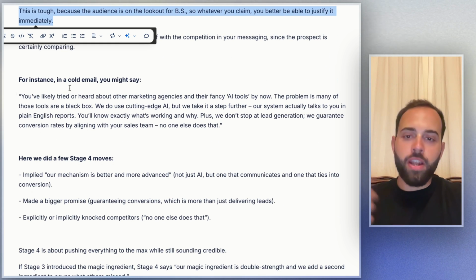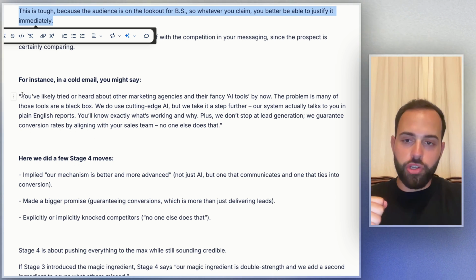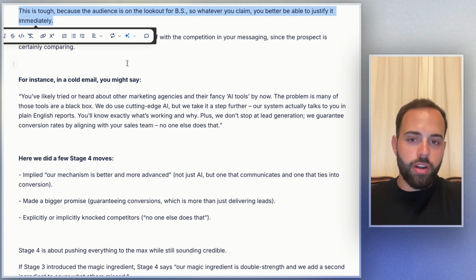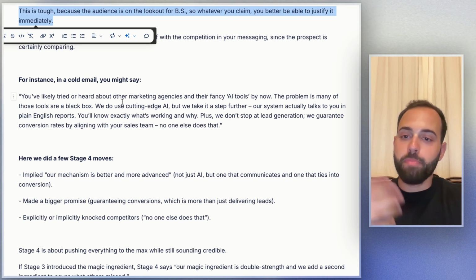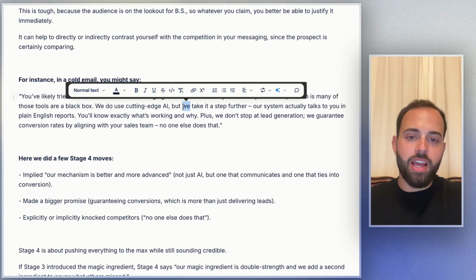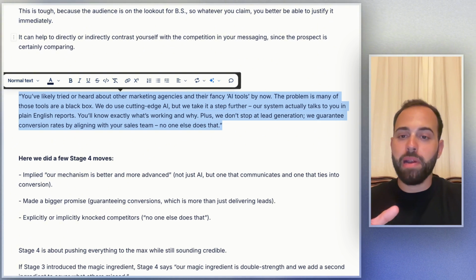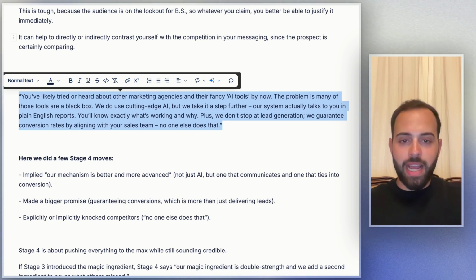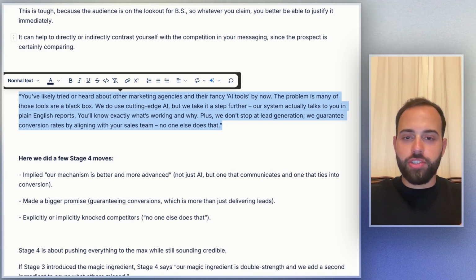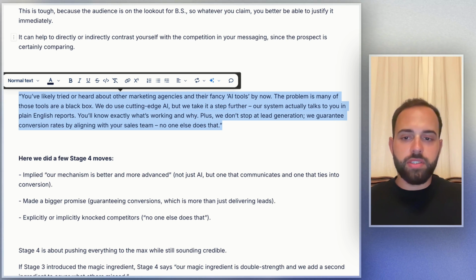So for instance, in a cold email or in a video sales letter or any other marketing channel, this is what you could say. You've likely tried or heard about other marketing agencies and their fancy AI tools by now. The problem is many of these tools are just a black box. We do use cutting edge AI, but we take it a step further. Our system actually talks to you in plain English reports. You know exactly what's working and why. Plus, we don't stop at lead generation. We guarantee conversion rates by aligning with your sales team. No one else does that.